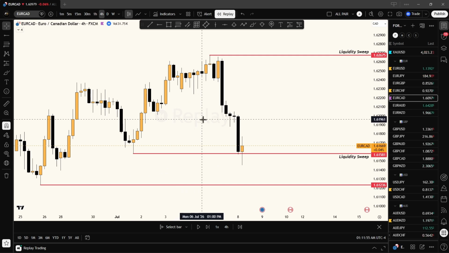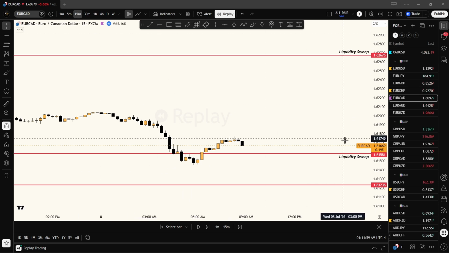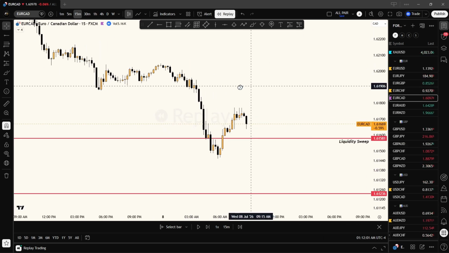So now I'm just going to drop down to the 15-minute time frame and have a look at what's going on there. The higher time frame has given me my levels.